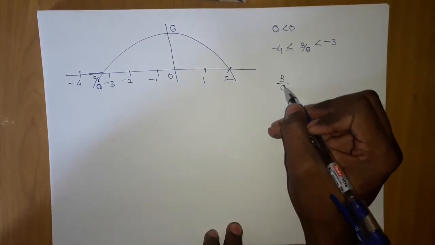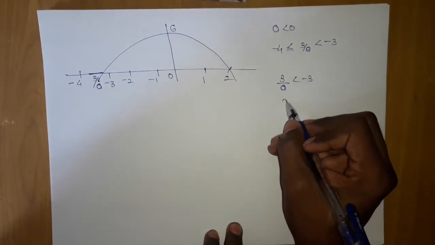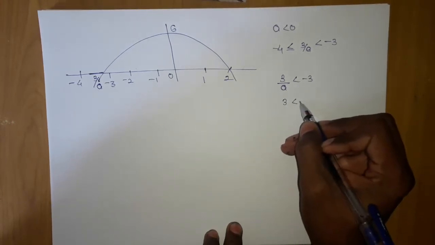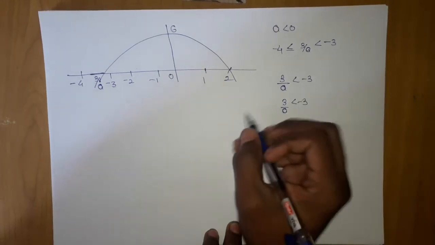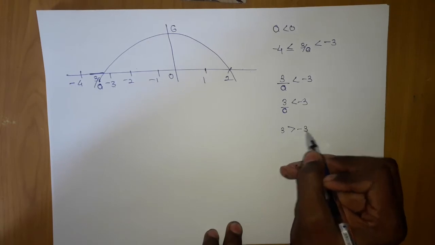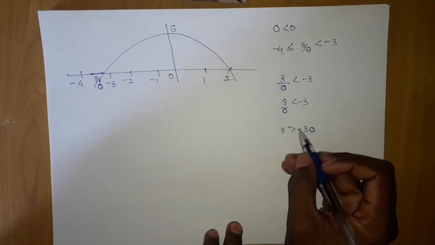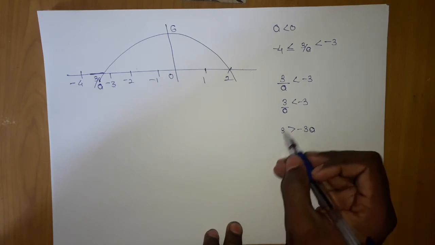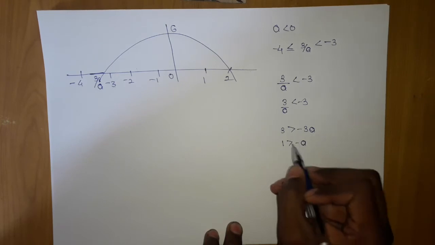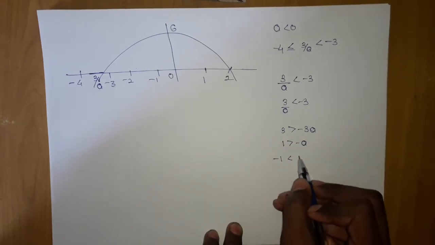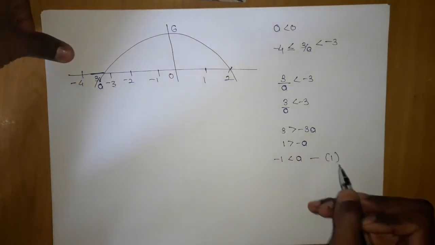3 by a, let me take this one, -3. If I do this, 3 by a greater than -3, because a is negative, the sign will interchange. If I cancel 3 out, dividing through, I will get 1 greater than -a. Multiplying by minus, I will get a greater than -1. This is one thing.